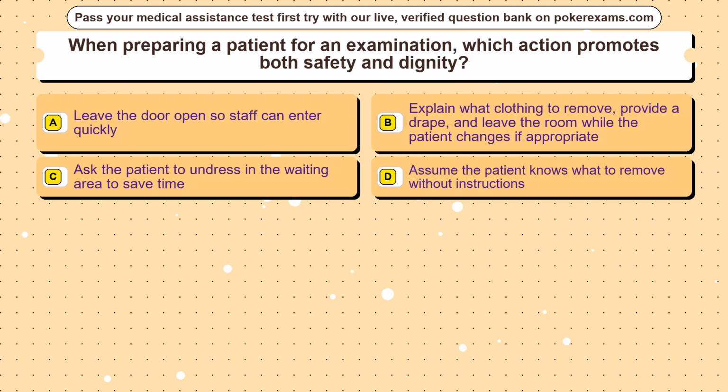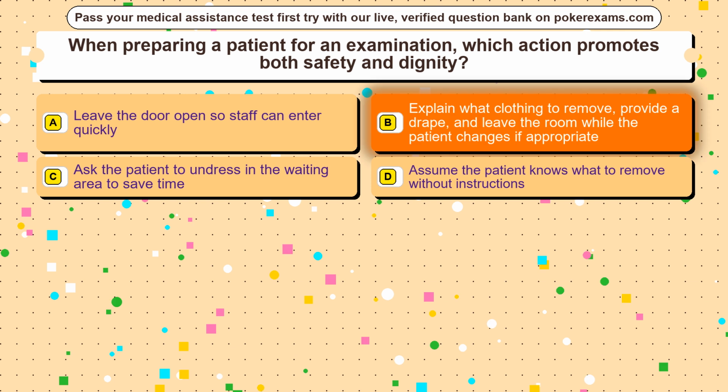Question 8. When preparing a patient for an examination, which action promotes both safety and dignity? Option A. Leave the door open so staff can enter quickly. Option B. Explain what clothing to remove, provide a drape, and leave the room while the patient changes if appropriate. Option C. Ask the patient to undress in the waiting area to save time. Option D. Assume the patient knows what to remove without instructions. The correct answer is option B.